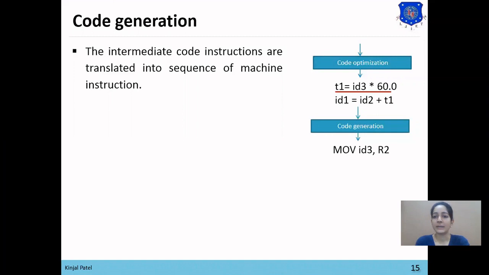Now we want to multiply ID3 with 60. So ID3 has been stored in the R2 register. So now we want to multiply 60 with the R2 register. So multiply 60 with the R2 register and the result will be stored in the R2 register only. So R2 has the value ID3 multiplied by 60.